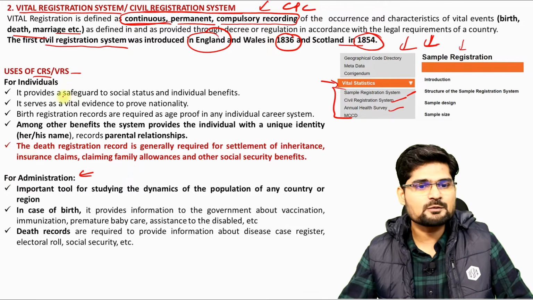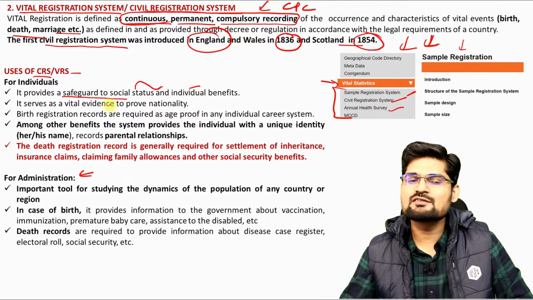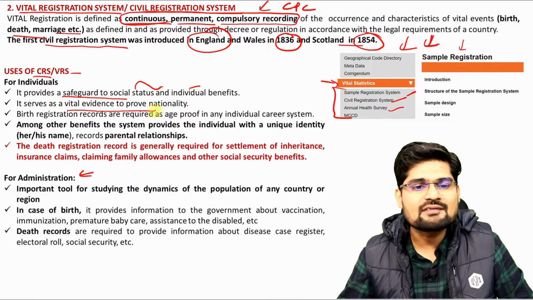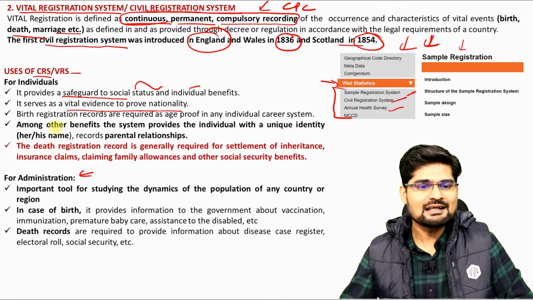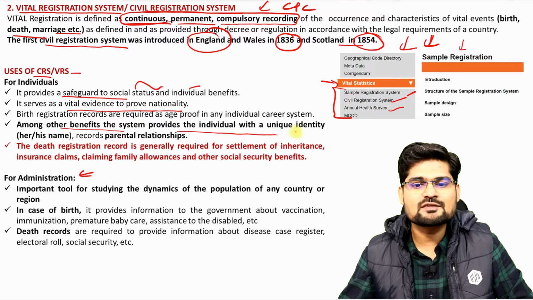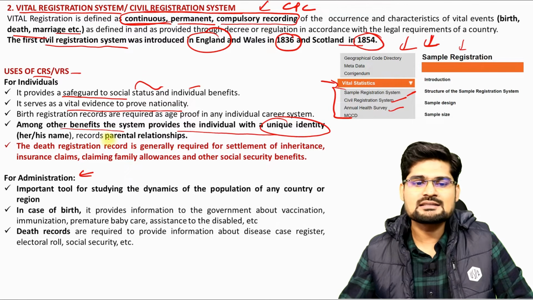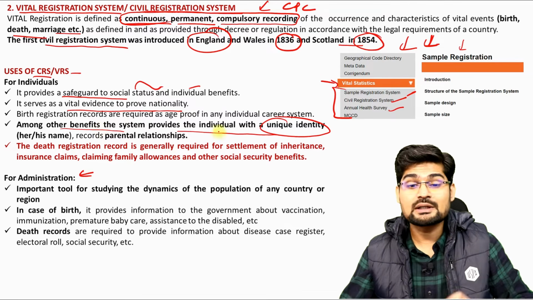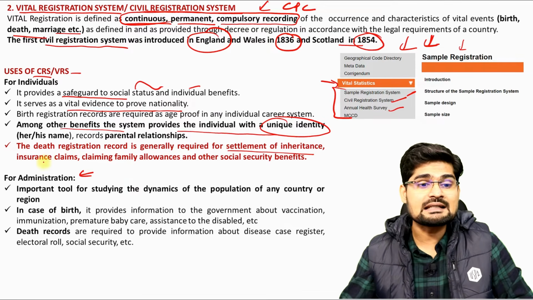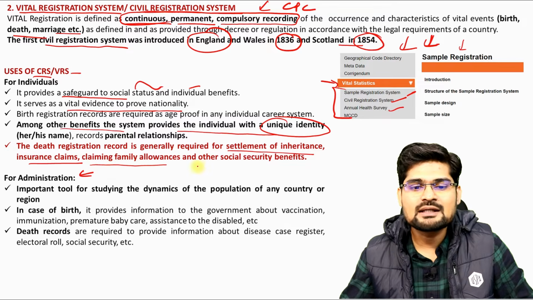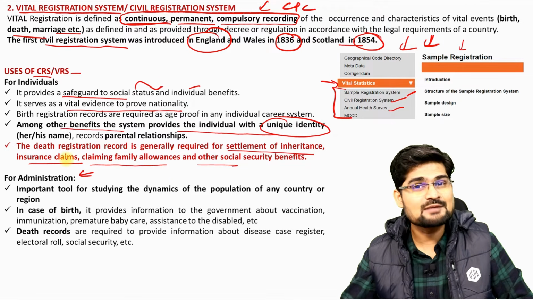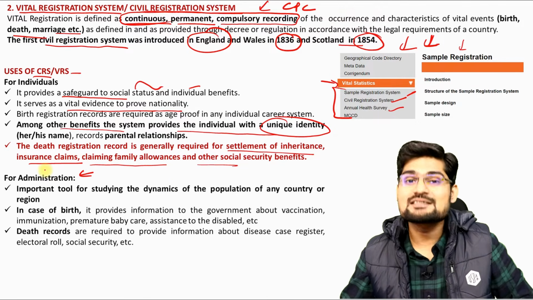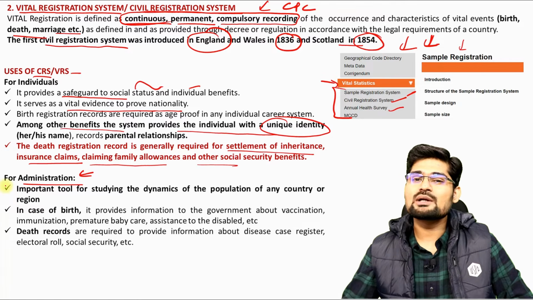So for individual, it provides a safeguard to social status and individual benefits. It serves as a vital evidence to prove nationality. Then among other benefits, the system provides individual with unique identity, that is the relationship with the parents and identification, and also in cases to settle the inheritance, insurance, claiming family allowances and several other security schemes, social security schemes. This has a benefit.